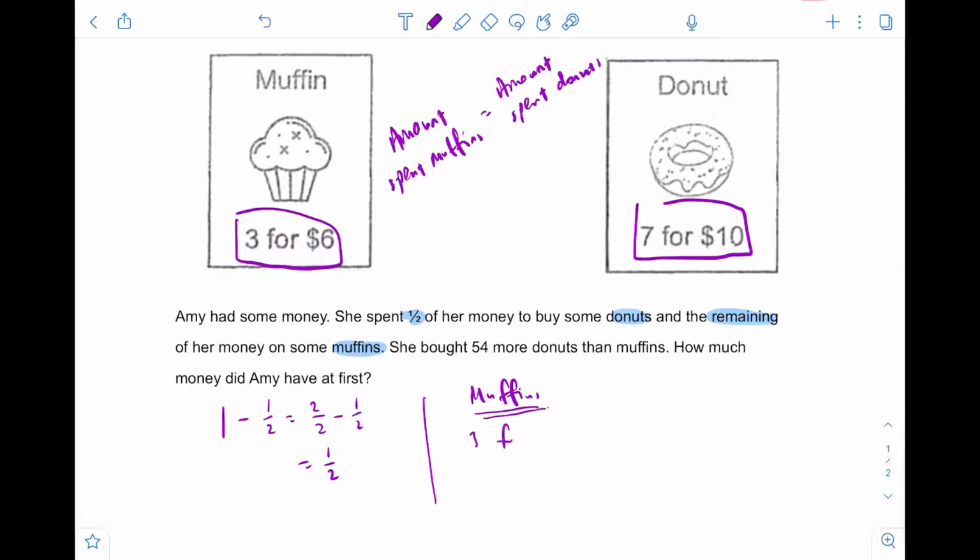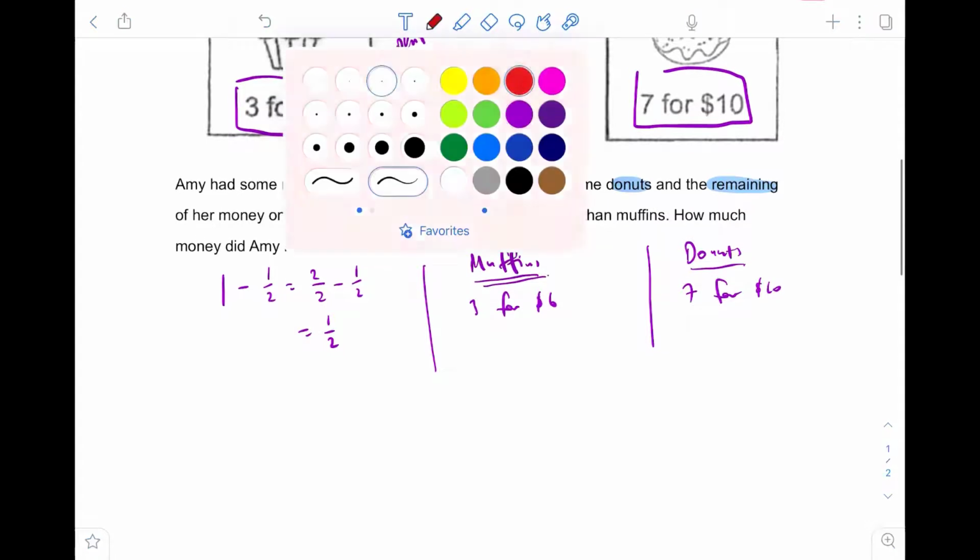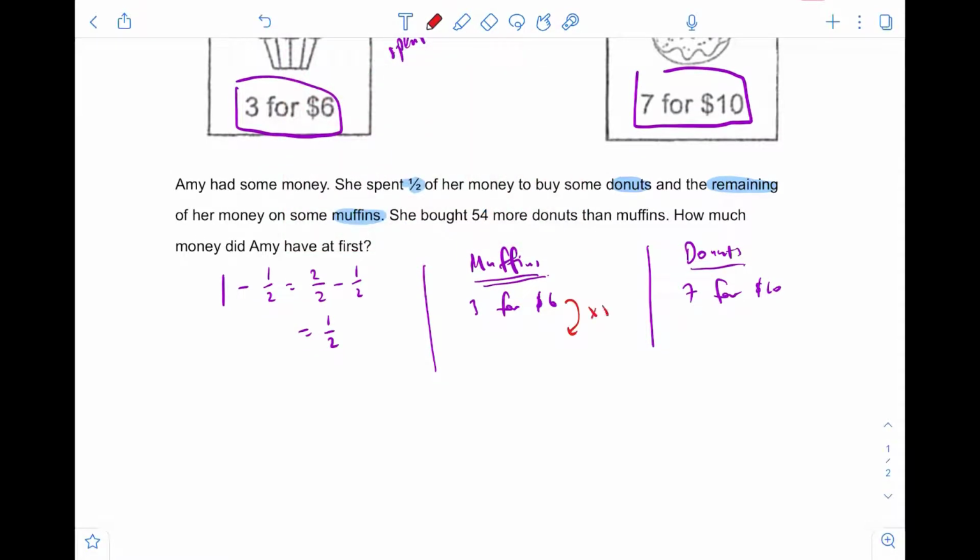So 3 for $6, that's the muffins. For the donuts, 7 for $10. Alright, so 6 and 10, make them the same. So you can push it to a common multiple, which is 30. So how do you get the 30? Times 5 here, times 5 here as well.